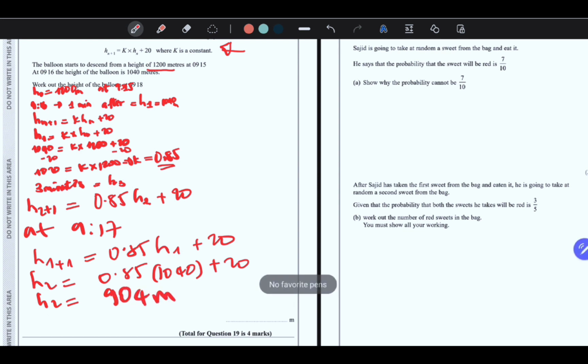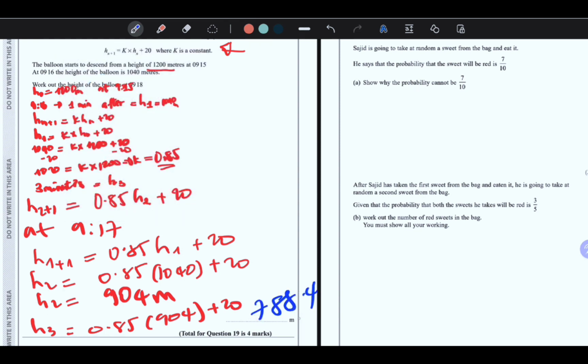So h2 would be 904 meters. So now we have h2, we can find h3, which would be 0.85 times 904 plus 20 again, and that's going to give us 788.4. That would be the height at 9:18. Next question.